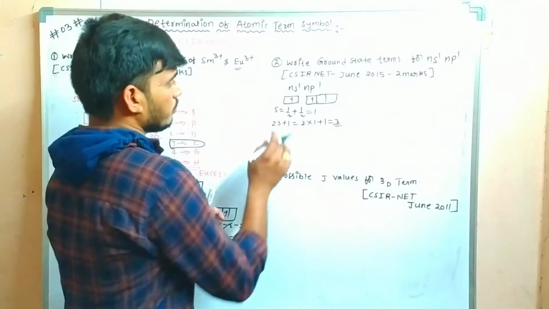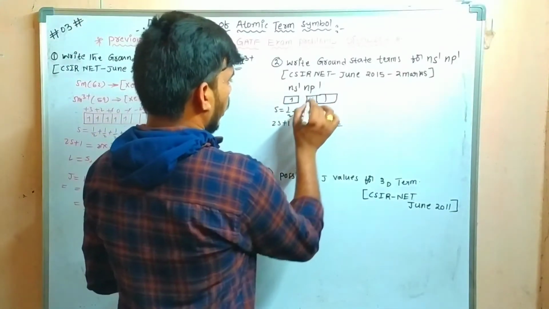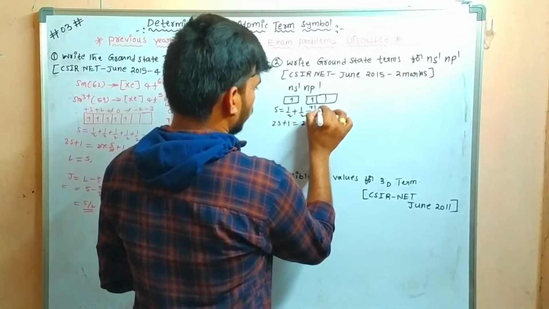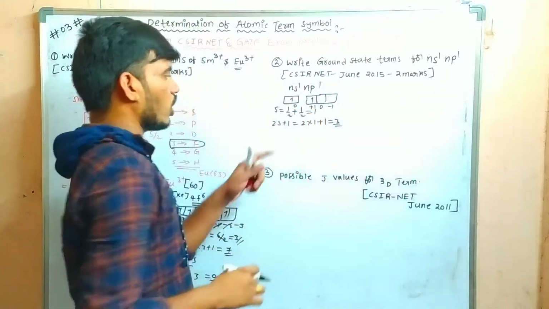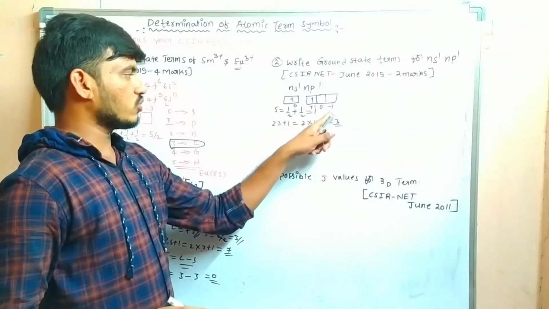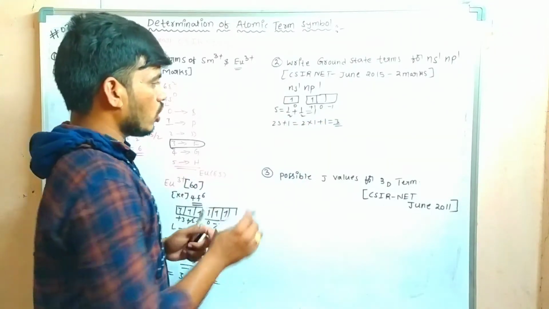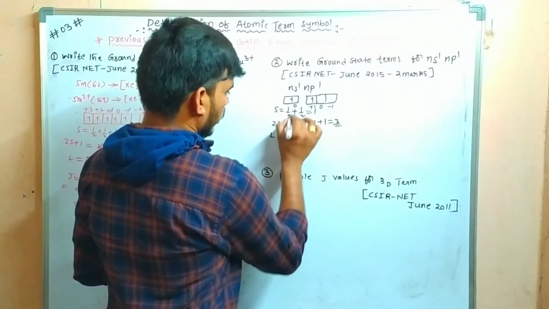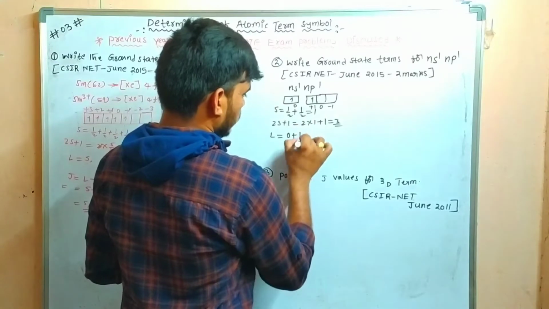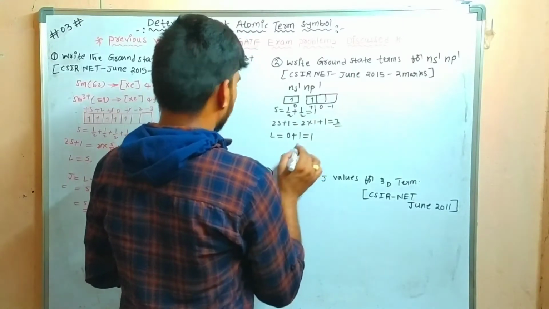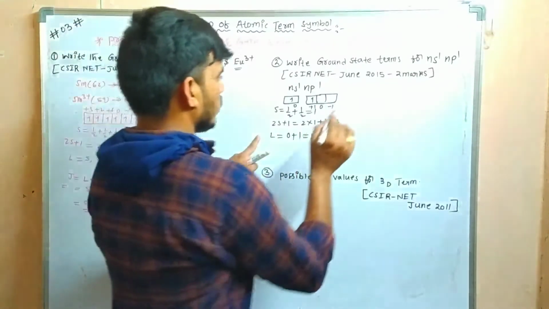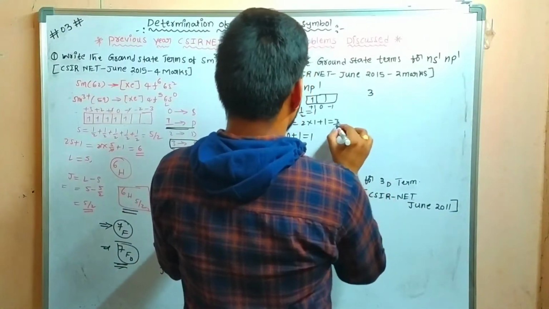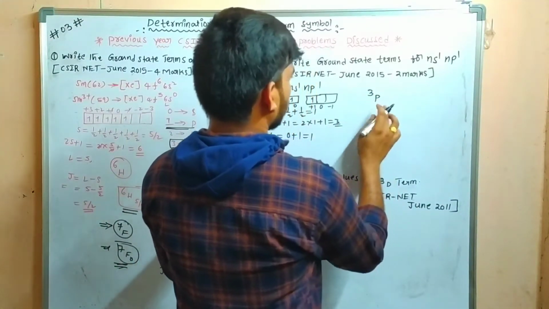So here it is ns1 np1. The magnetic quantum number values are 1, 0, minus 1. For the s orbital, the magnetic quantum number value is 0, and for the p orbital it is plus 1, 0, minus 1. So now we calculate L, which is 0 plus 1. So L value is 1. The corresponding term is P. So this is 3P, and 3P is the ground state term.